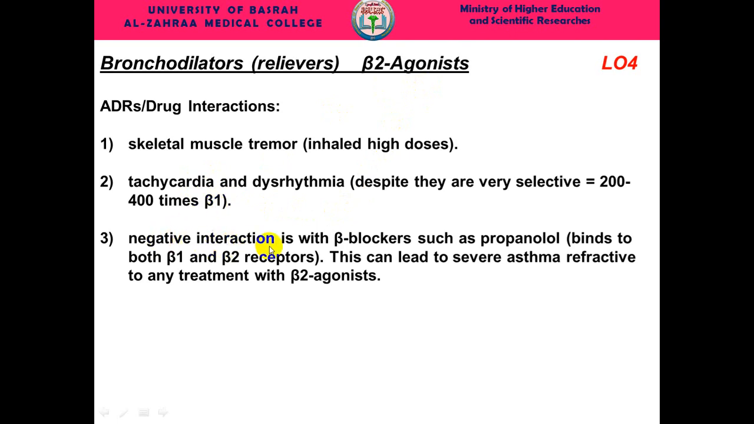And there is a negative interaction between beta agonists and beta blockers, of course. An example of a beta blocker is propranolol, because propranolol is a non-selective beta blocker, and it will block beta-1 and beta-2 receptors. This can lead to severe asthma that is refractory to any treatment with beta-2 agonist, because the receptors are already blocked by the beta blocker. Therefore, you should avoid giving a beta blocker to a patient with bronchial asthma. Otherwise, you may induce severe asthma in that patient.